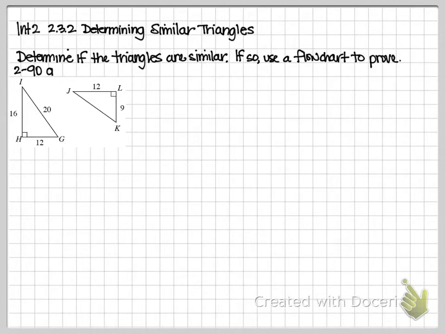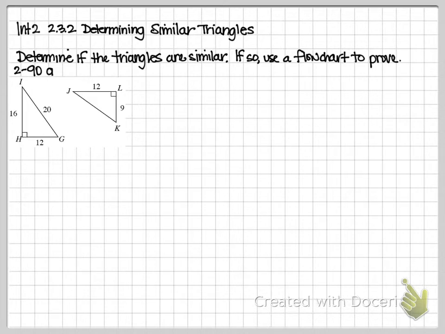Okay, this is Integrated 2, 2.3.2, determining similar triangles. This is basically a continuation of 2.3.1, where at the end of that, we were doing some proofs of triangles. So same idea here, except we're trying to prove that they're similar, not necessarily congruent.